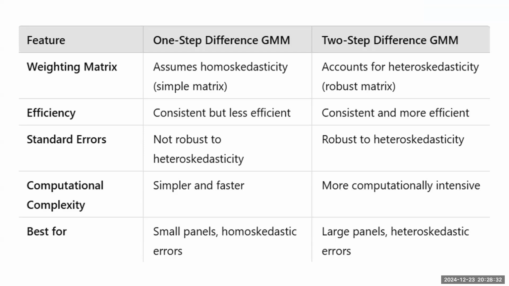One-step difference GMM should not be used because it assumes homoscedasticity, which is not there. We should always go with two-step then. Ideally, two step is much more robust because it recognizes the fact that variance is heteroscedastic. That is why we generally use two step. One step we generally do not use.